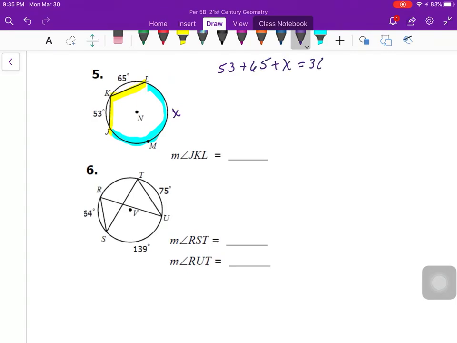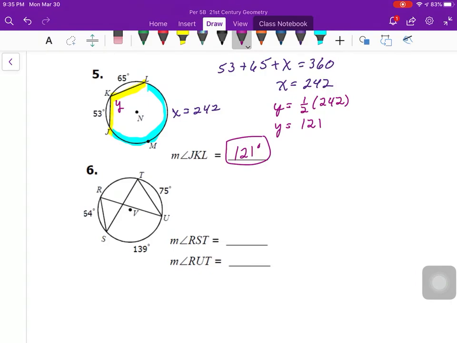I know that I have a full circle, 53 plus 65 plus x equals 360. So my x comes out to be 242. And then to find the angle that I want, I'm just going to call it y. I know that the y is going to be half of the 242. So y would be 121.